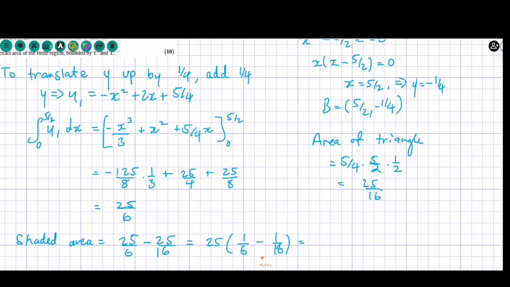What's the common factor of 6 and 16? 6 goes into 48 how many times? 8 times. So yeah, 16 goes into 48 3 times. Yes, that's going to be 125 on 48. But yeah, just plug this straight in. Okay, so the final answer there for the area bounded by C and L is 125 on 48. Quite a lot of work involved.